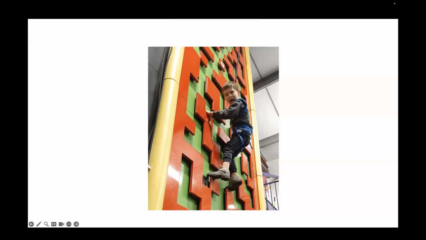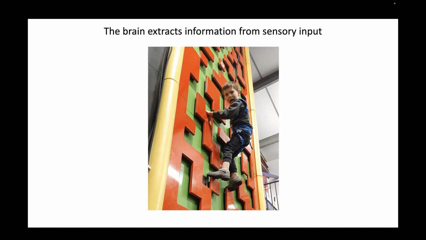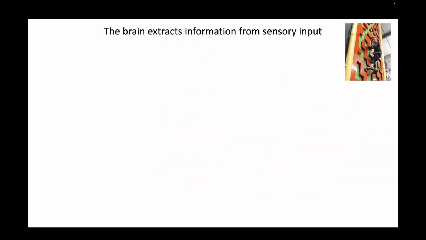Okay, so what you see here is a visual scene when I took my child to go climbing in a climbing gym some weeks ago. And it brings me to the question of how does the brain extract information from a sensory stimulus? So let's think about this image as a visual scene and try to think about what the brain actually does to extract information from a sensory input, this visual scene.